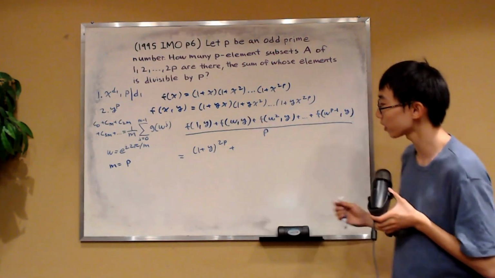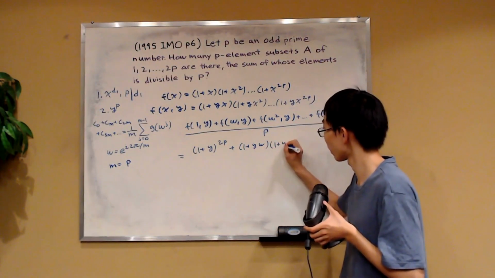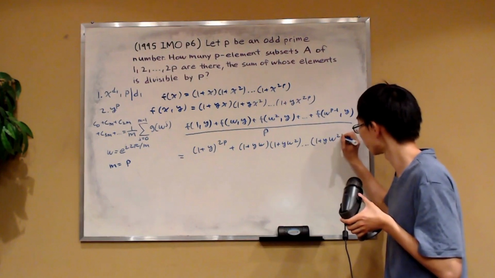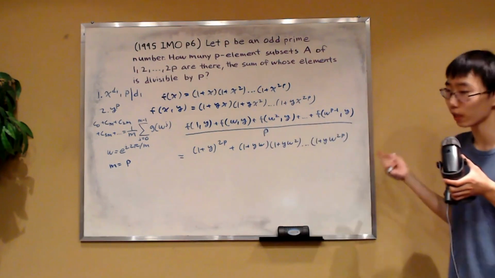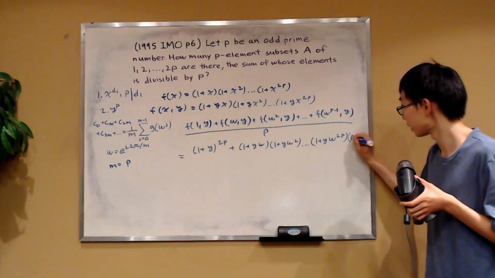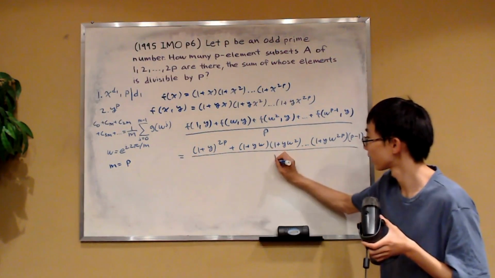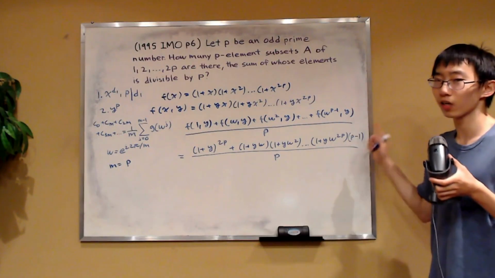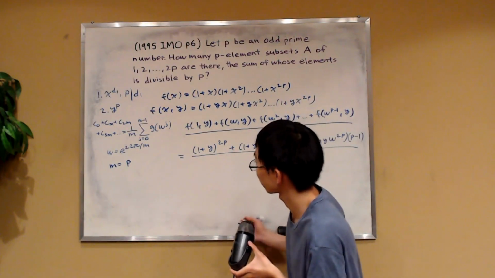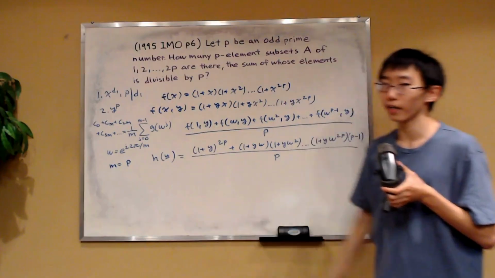If you plug in omega for x, you would get 1 plus y times omega, times 1 plus y times omega squared, times all the way to 1 plus y times omega to the 2p. And because there are p minus 1 of them being added together, we have to multiply this by p minus 1. And then we still have this division by p at the bottom. Okay, now we have a function in terms of y. But first, let's just call it h of y.